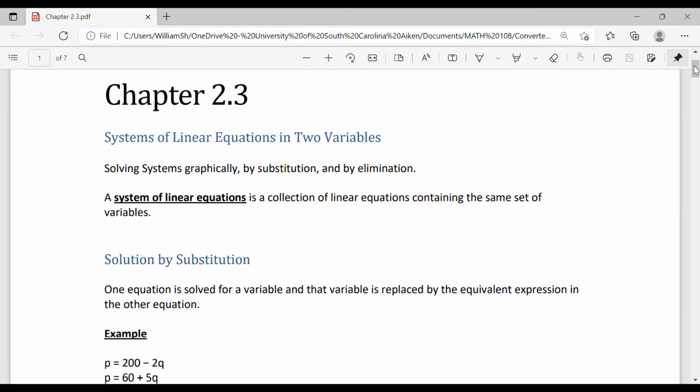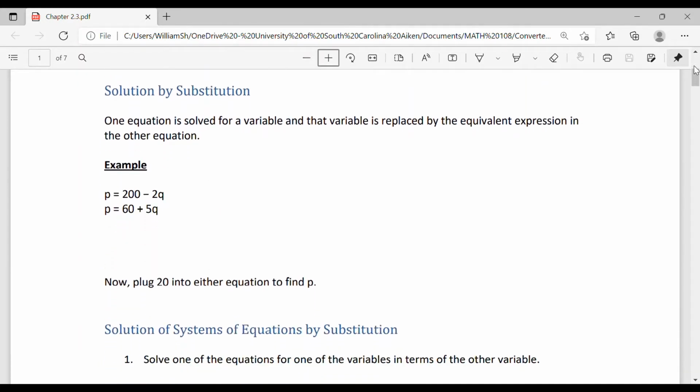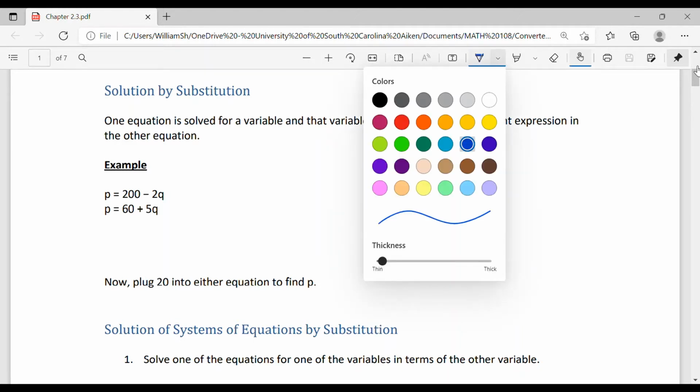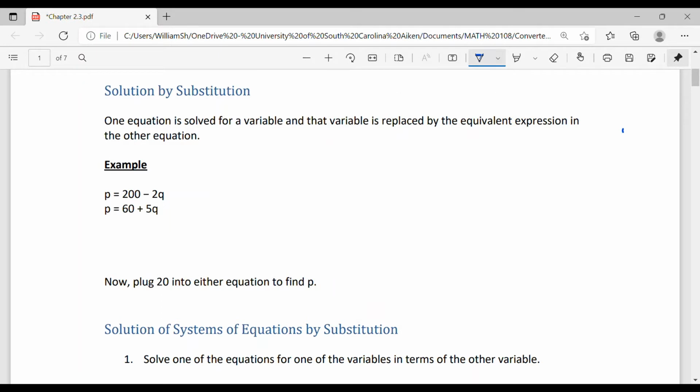So if we look at solution by substitution, one equation is going to be solved for a variable, and that variable is going to be replaced by the equivalent expression in the other equation. The very first example we have here for substitution is set up pretty nicely. It's p equals 200 minus 2q, and p equals 60 plus 5q.